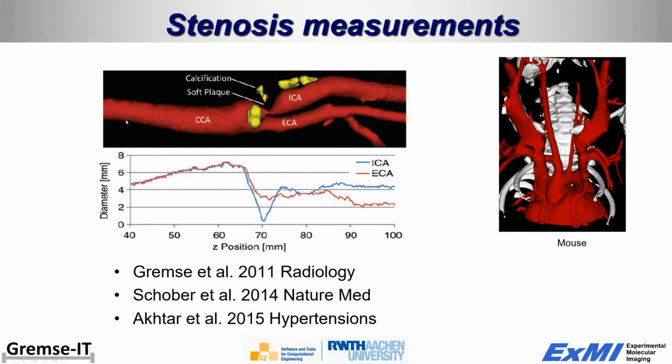This method fits a virtual elastic sphere through the vessel and determines the diameter of the sphere. And you can see here the quantification curve. Here you have this dip, and this corresponds to this stenosed region. In mice, it looks a bit different. You have a long stenosis, rather the whole carotid artery is stenosed.